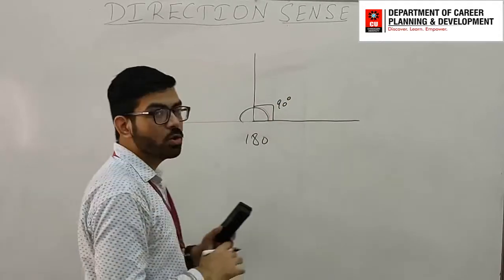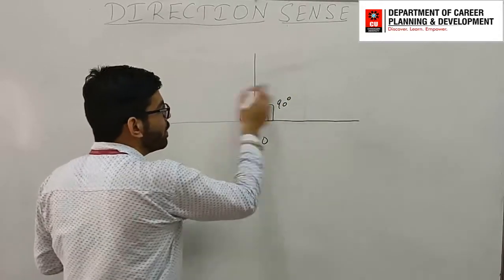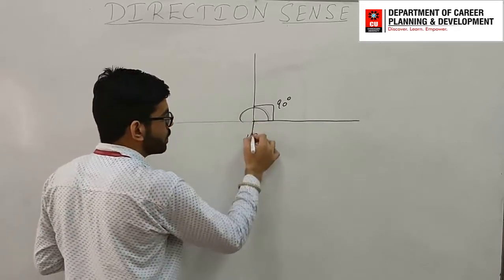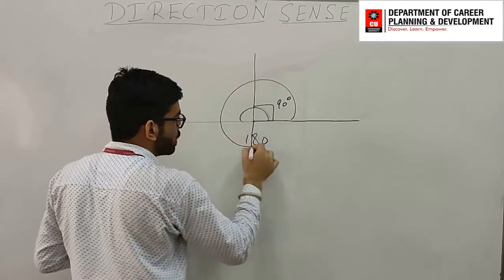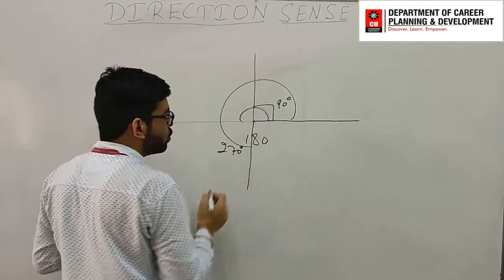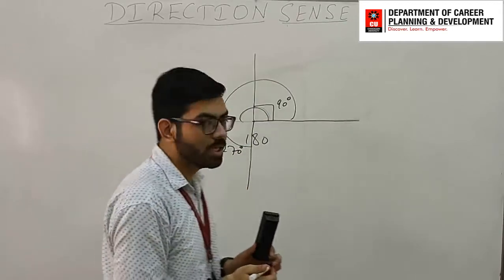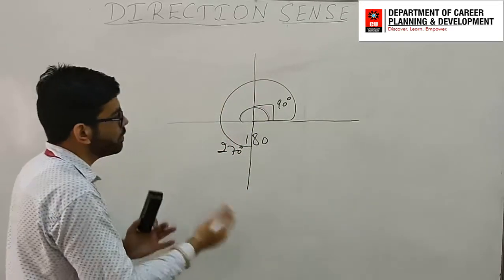In the same way, talking about 270 degree, 270 degree will be 180 plus 90. That means this complete part is known as your 270 degree, and the rest of the angles will be like that. Okay, let's see how different types of questions are asked.